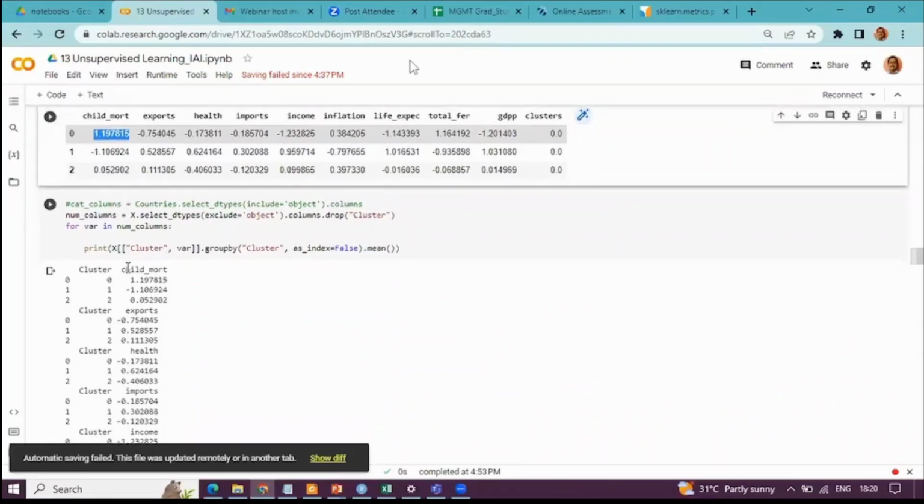Right, the same thing in a different format. Probably I don't require this now.